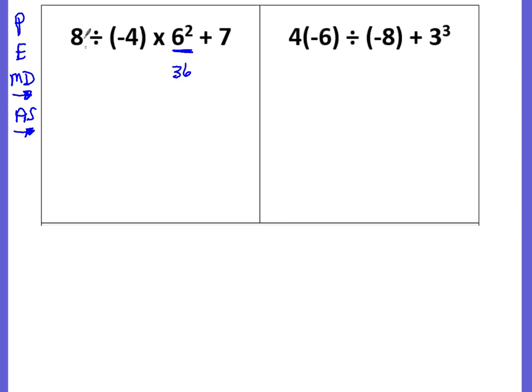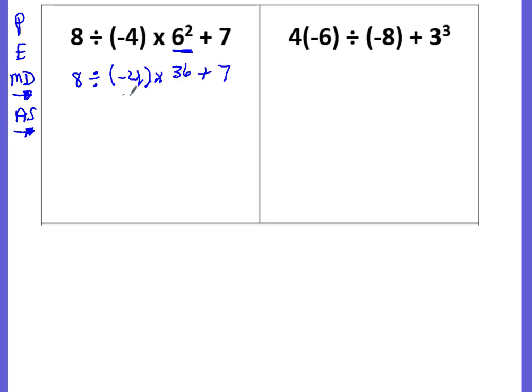I'm going to bring down everything else. I have not done anything with the 8 or the division or the -4 or this multiplication symbol. I did solve 6 squared and bring down the +7. Okay, now I have a new problem. Do we have any more exponents? No. So we are ready for multiplication and division left to right.